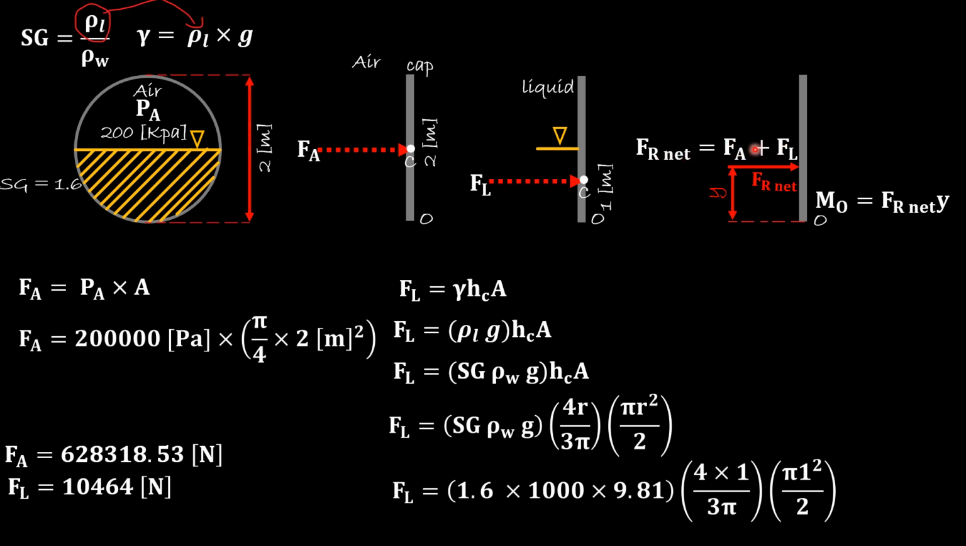So we said that F R net is adding these two values, and that's what we did in here. So this will be 638,782.53 Newton.